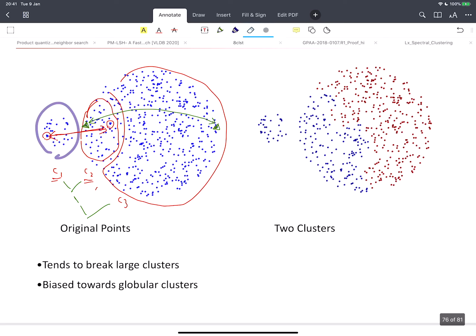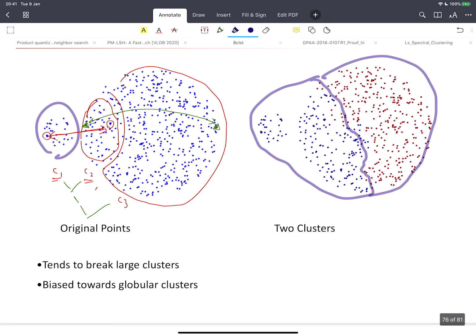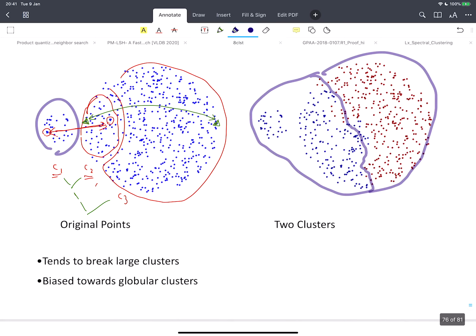That's the main reason that the end clusters will look like, I think, somewhere here, and the rest is another cluster. So it will eat into the large one. It tends to break large clusters. It's really hard to form a large cluster because the diameter is much larger, and it's biased towards globular clusters, so it's more like spherical ones.